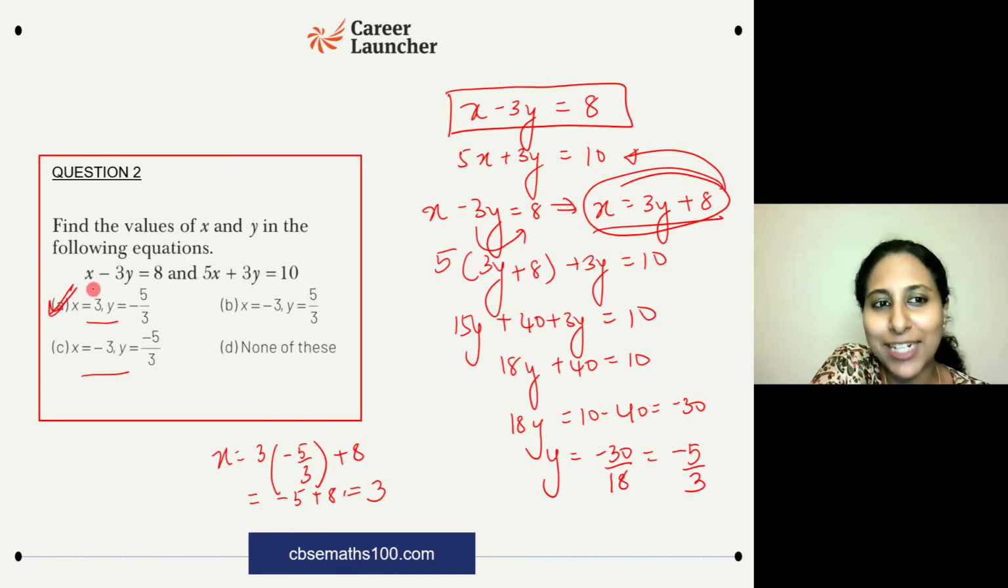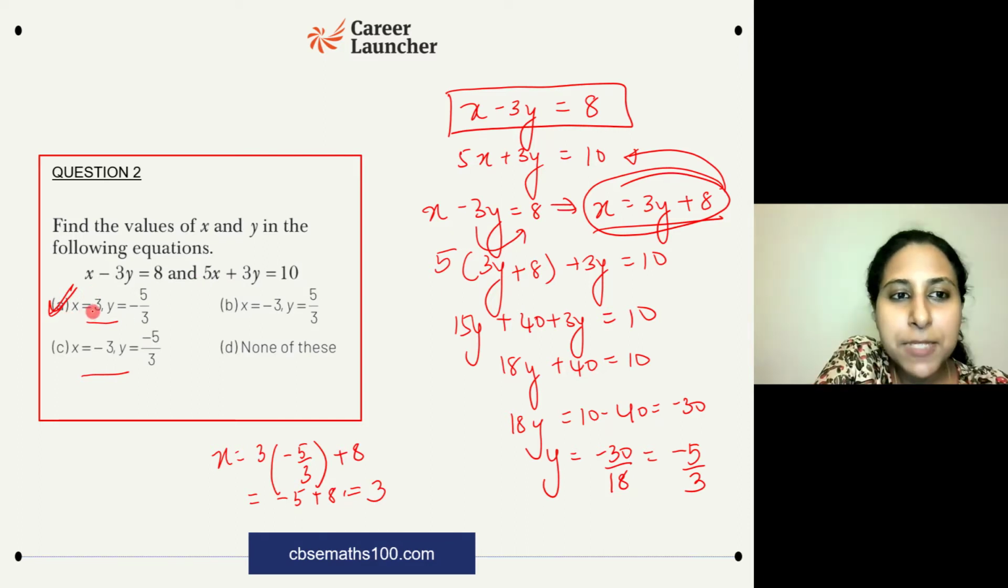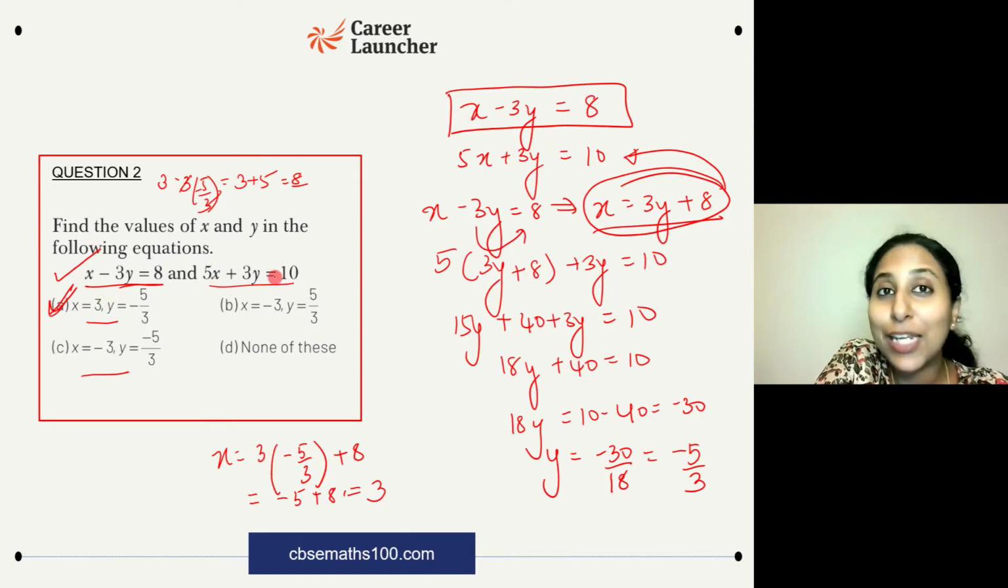See, for example, if you're testing out x equals 3, y equals minus 5 by 3 itself, substituting x is equal to 3 and y is equal to minus 5 by 3 over here, we get 3 minus 3 times minus 5 by 3. This would become 3 plus 5. And yes, this is equal to 8. So this equation is becoming true. Substitute these values in the second equation.